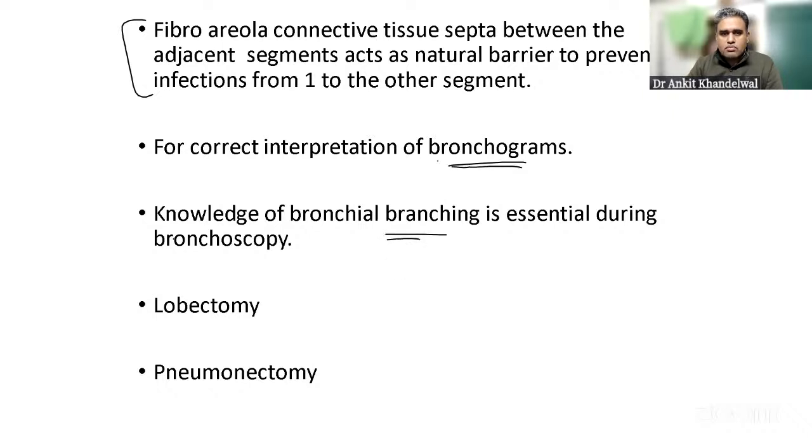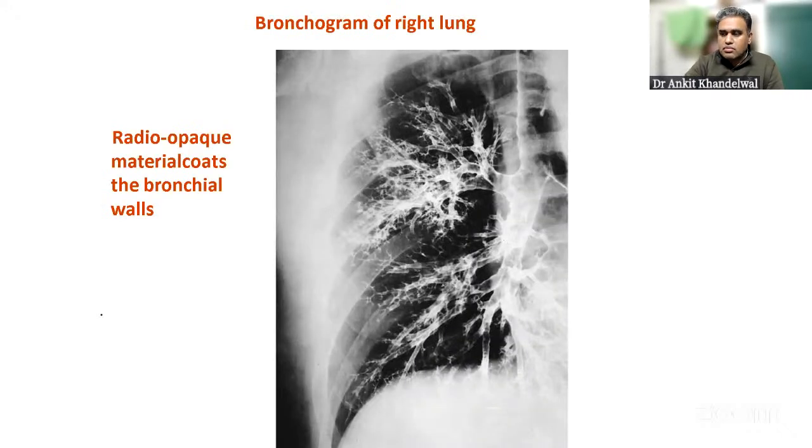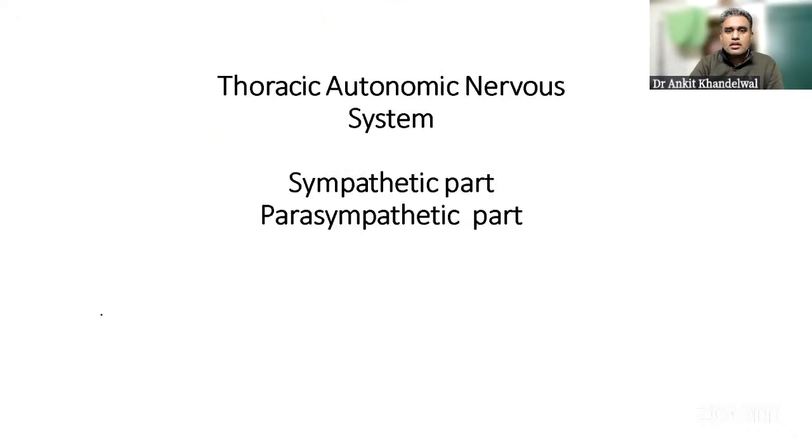bronchograms, bronchial branch, so bronchoscopy, lobectomy, all these operations. And there's a picture over here showing a bronchogram. Okay, showing us a bronchogram over here, right? Okay, now comes the part known as sympathetic and parasympathetic. This is what I wanted to take over here. So we are done with the lungs and BPS segments a bit over here.